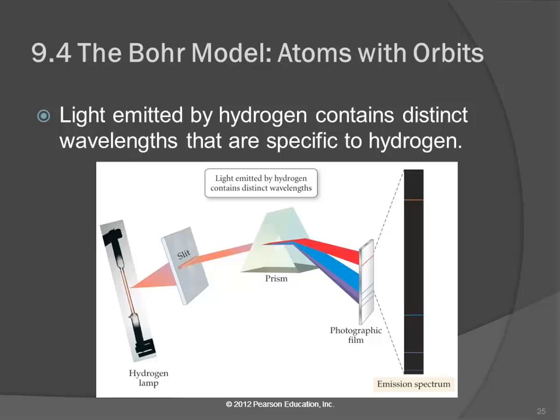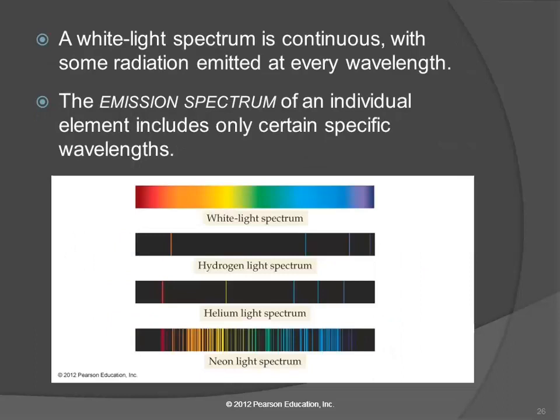So the light emitted by hydrogen has distinct wavelengths that are specific to hydrogen. You could make all kinds of different hydrogen lamps, and they're all going to give you those same lines, exactly the same colors. You can measure the wavelengths, they'll have the same wavelengths.